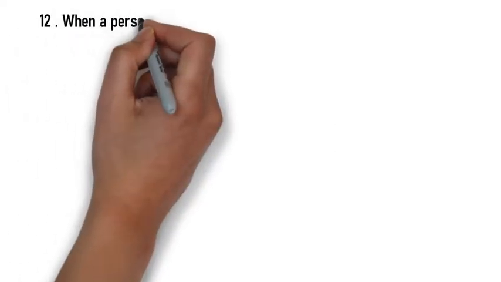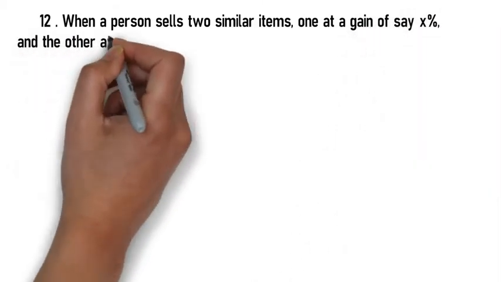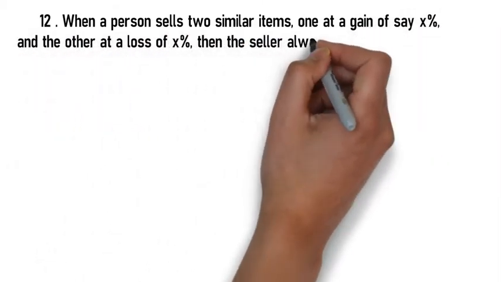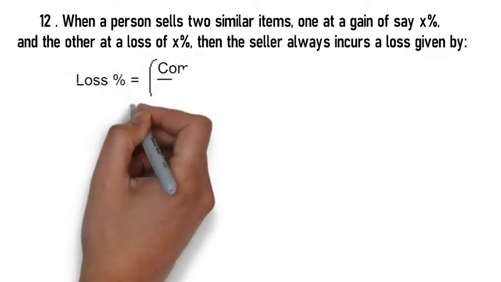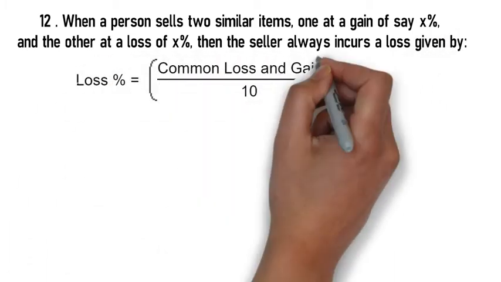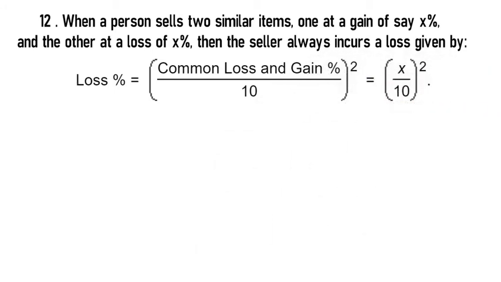When a person sells two similar items, one at a gain of, say X%, and the other at a loss of X%, then the seller always incurs a loss, given by loss percent equals (common loss and gain percent by 10) the whole square, equals (X by 10) the whole square.